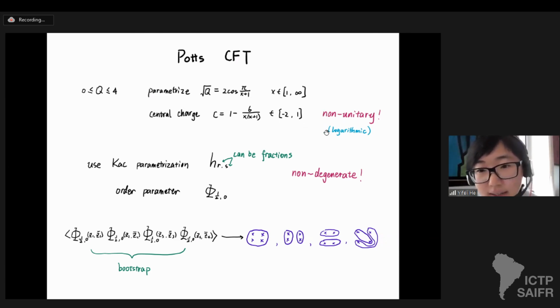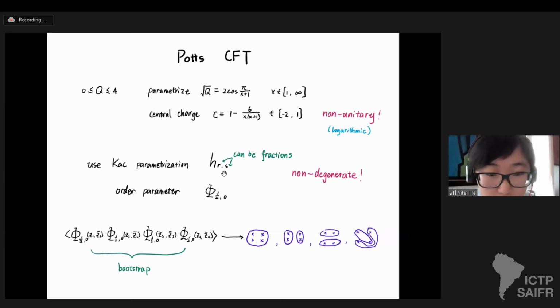It's in fact, as we have understood now, logarithmic. And for the fields in the CFT, we can use the Kac parameterization like in minimal models and write the conformal weight with the two indices R and S. But in the case of the Potts model, these indices can be fractions. So the fields are in general non-degenerate. And this kind of non-degeneracy and the non-unitarity are the main challenges for solving the model.